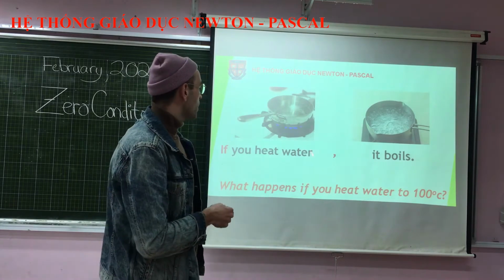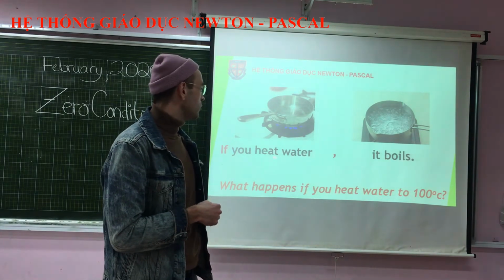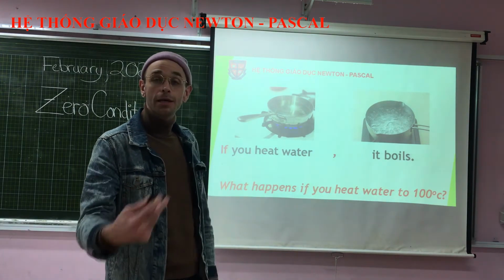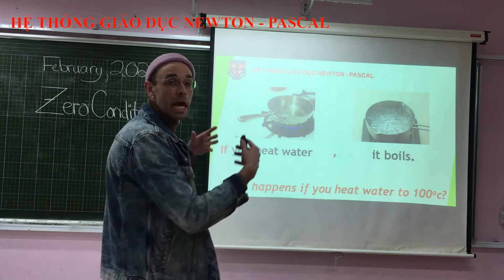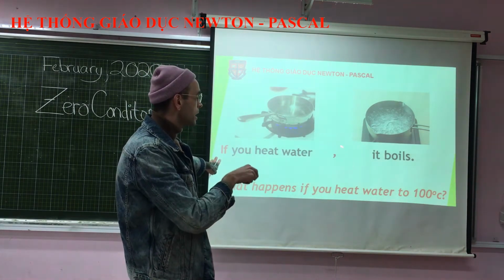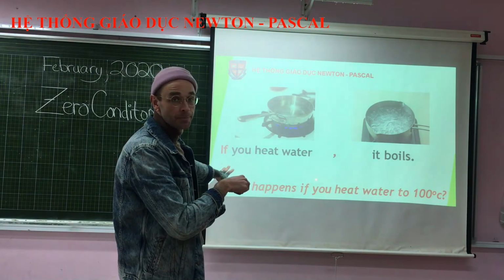So in this form, we have an if on the left-hand side. If you heat water, and on the right-hand side we have what happens. It boils. For this type of zero conditional, where the if is on the left, we must separate the if from what happens by a comma, okay?